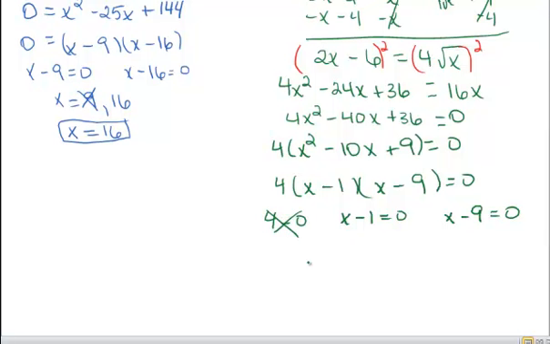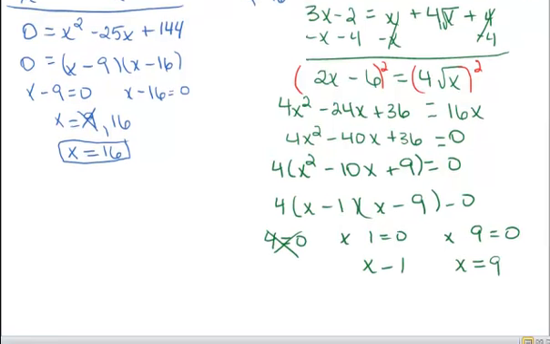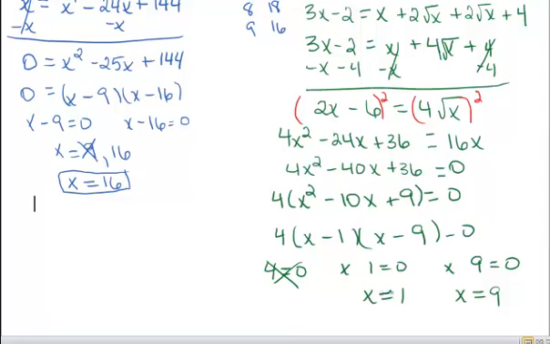4 equals 0 doesn't make any sense. So then we add 1 to both sides. X is equal to 1. And then we add 9 to both sides. So x is equal to 9. Now we do need to go have a look at our original problem. Make sure that both of those work, the 1 and the 9.